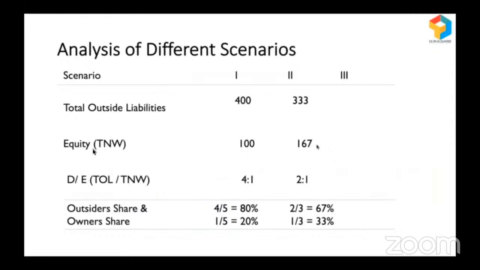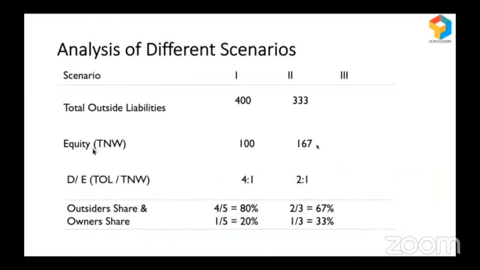And for me, this is much better than scenario 1. In scenario 1, outsiders' contribution is 80%, whereas in scenario 2 it is only 67%. To that extent, there will be a reduction in fixed cost as well. In scenario 1, owners have contributed only 20%. In scenario 2, owners are contributing 33%. I see that as a good sign because owners will be investing more of their money when they see their business is more promising.